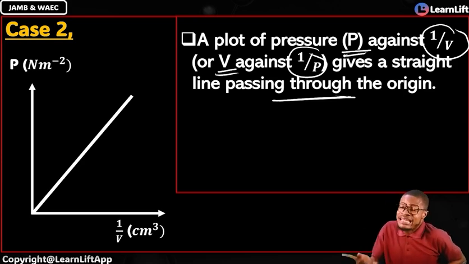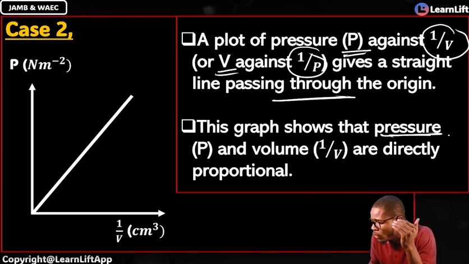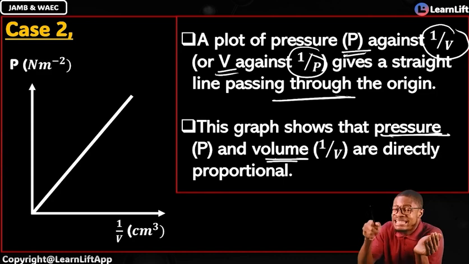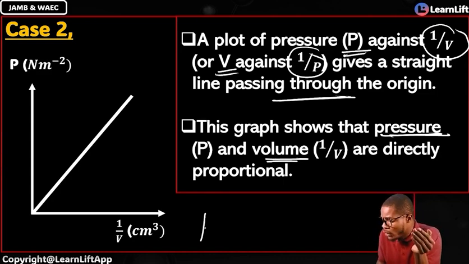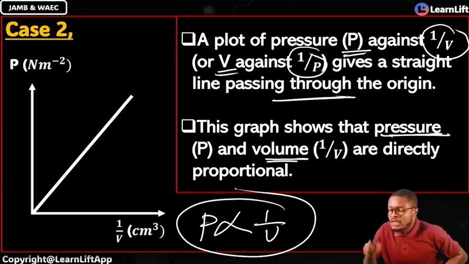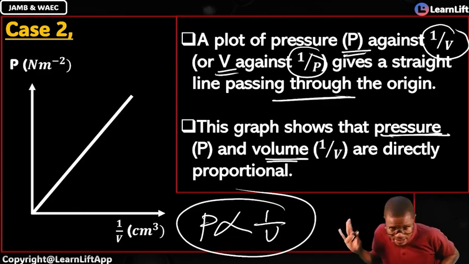Does it make sense? And the second thing to look at is that the graph shows that pressure and 1 over volume are directly proportional. So pressure is directly proportional to 1 over volume, and this is the graphical representation of your Boyle's law. Does it make sense?